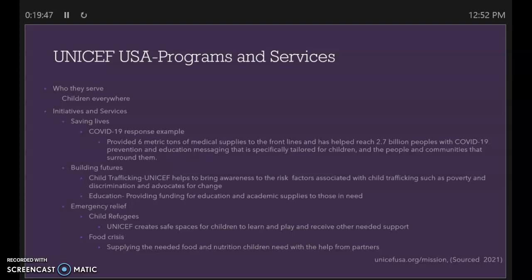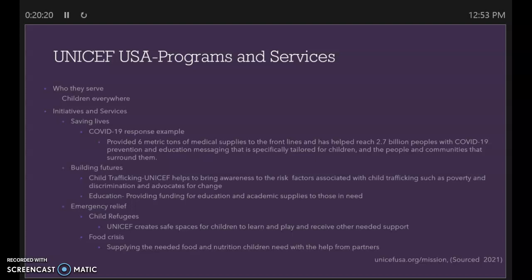So under saving lives, this is the COVID-19 response, as far as UNICEF and what they were able to do. UNICEF provided 6 metric tons of medical supplies to the front lines, and they helped reach 2.7 billion people with COVID-19 prevention and education messaging. And this messaging was specifically tailored for children and the people and communities that surround those children. So still bringing it back to helping children.